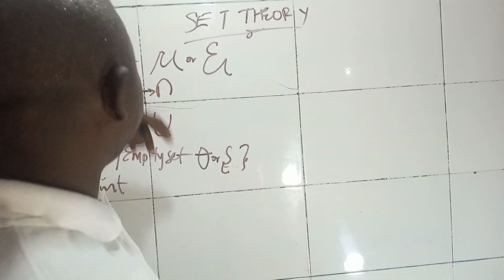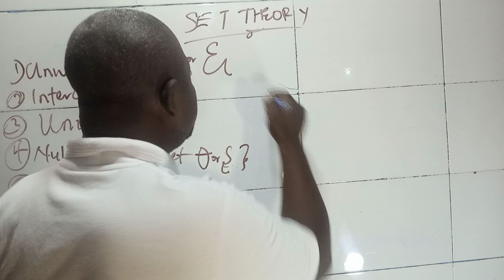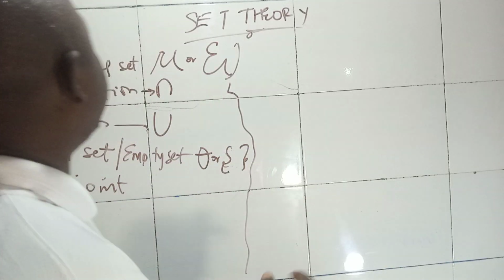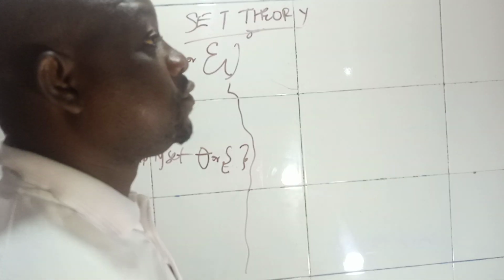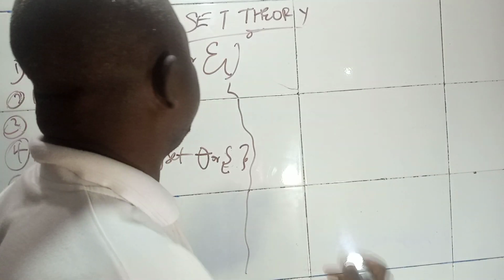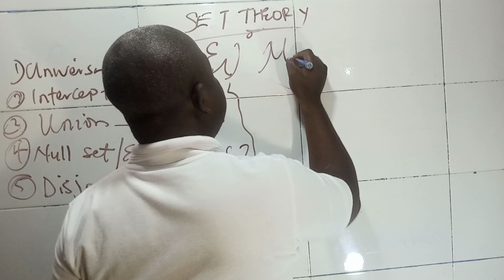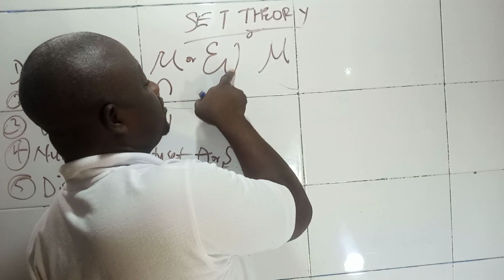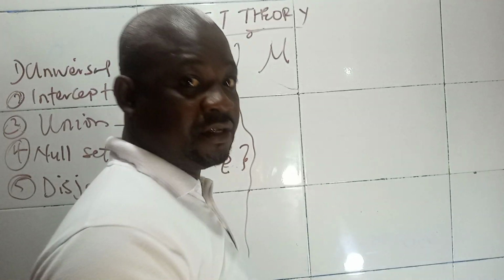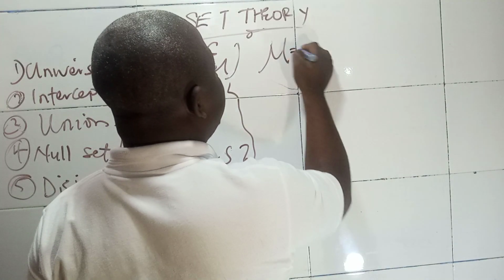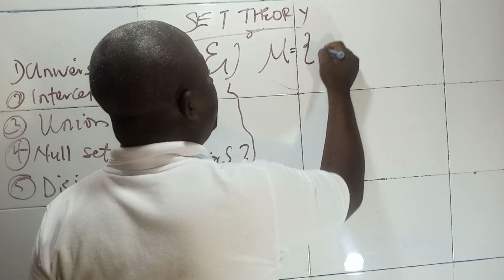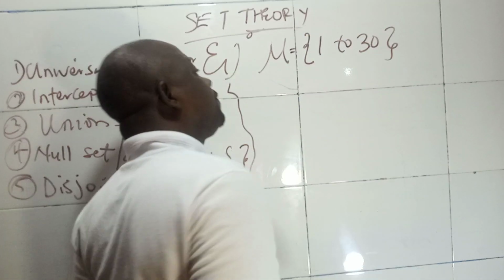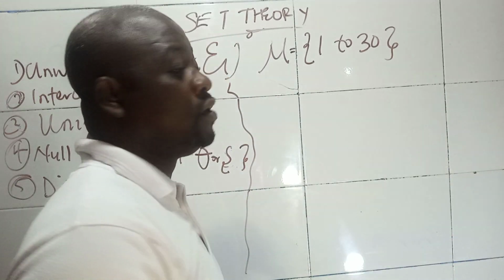I'll use some examples to explain this so that it can be very clear. For instance, you have a set of numbers. Let's say this means the universal set. So I use this symbol to represent the universal set. I'm now giving an example. Let's say a universal set contains numbers from 1 to 30.